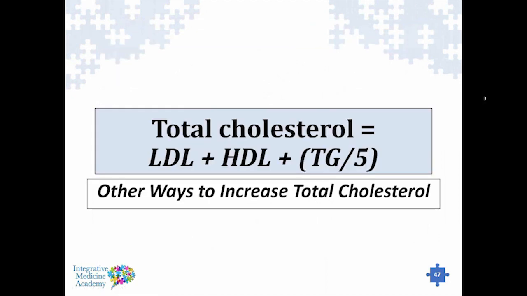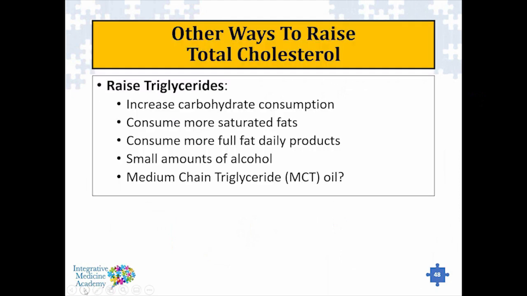But remember the calculation, right? We've got LDL, HDL, and then triglyceride. So there are some other ways that we can work to improve cholesterol status. Obviously, eating those foods. We can try and raise triglycerides. This would incorporate more carbohydrate consumption, more saturated fats, and more full fat dairy products. Even small amounts of alcohol can increase triglycerides.